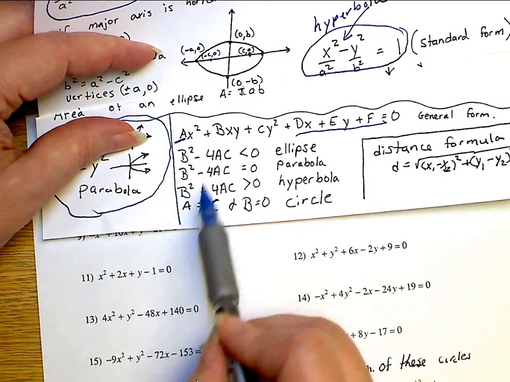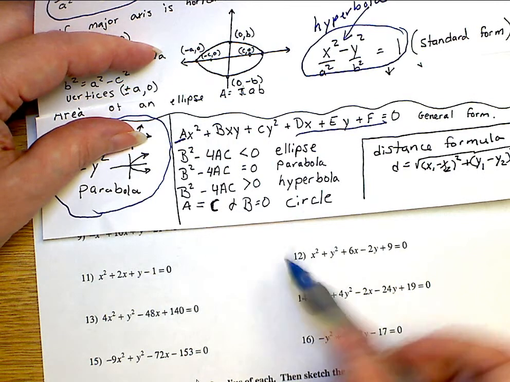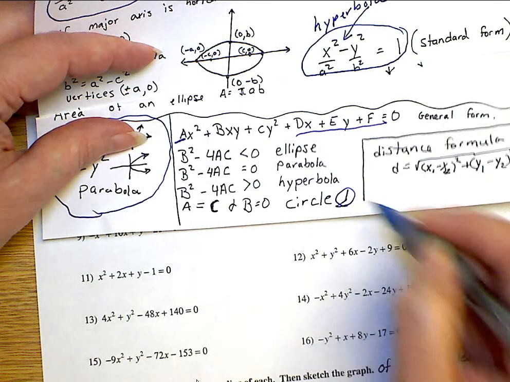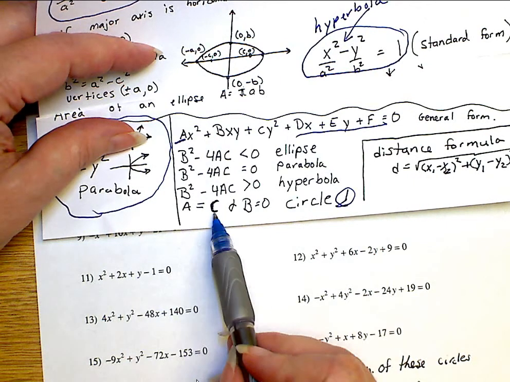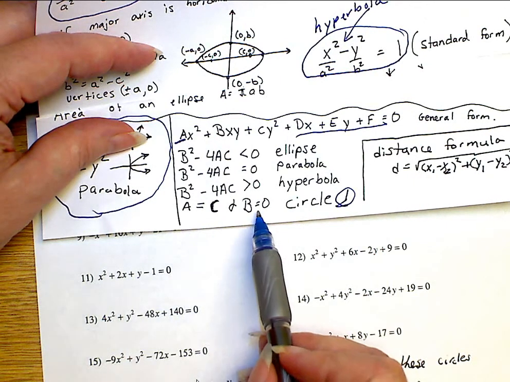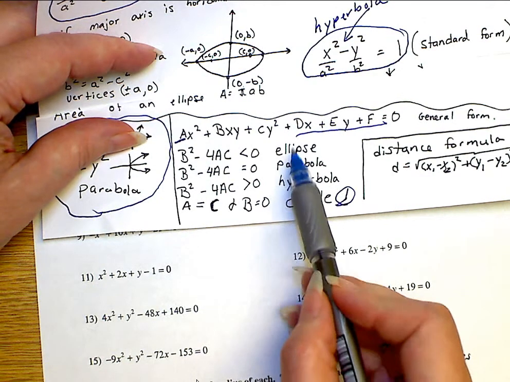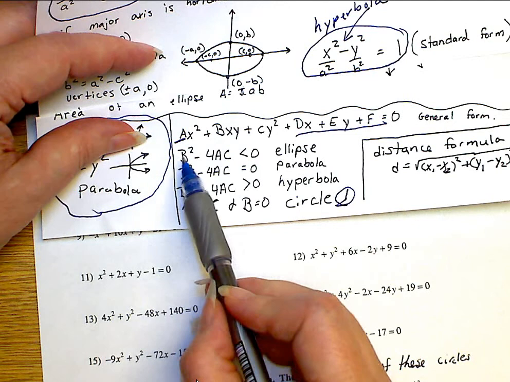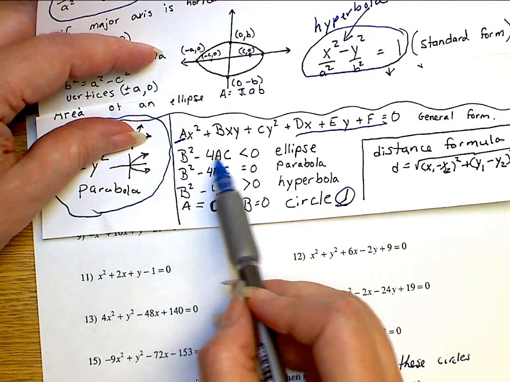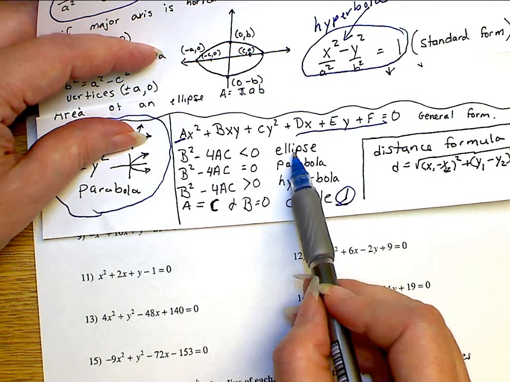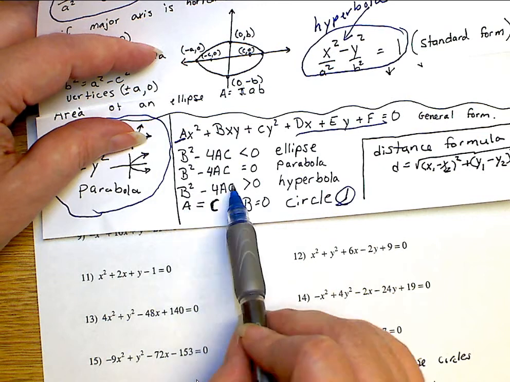If A equals C and B is 0, you have a circle. I would actually put this as a 1. This is the first thing you want to look at first. Does A equal C and is B equal 0? That's a circle. If it's not a circle, then let's look to see what one it is. Then you just use b squared minus 4ac. If b squared minus 4ac is negative, it's an ellipse. If it equals 0, it's a parabola. And if it's greater than 0, it's a hyperbola.